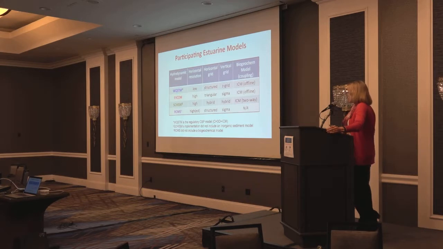Listed here, and I'm going to try to be consistent with the color coding. So the WQSTM, again, is the regulatory Bay Program model. And we've got 3 higher resolution models: FVCOM in red, SCHISM in green, and ROMS in purple. The Bay Program model is a low horizontal resolution model. It has a structured grid and a Z-grid, which means that basically the depths of each vertical layer are the same, always about 5 feet or so.